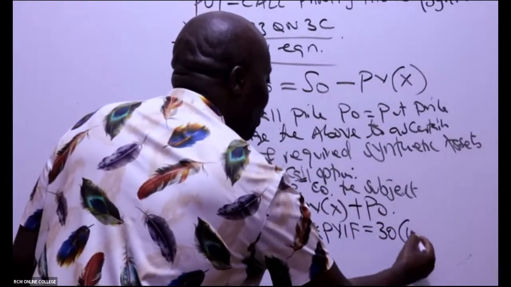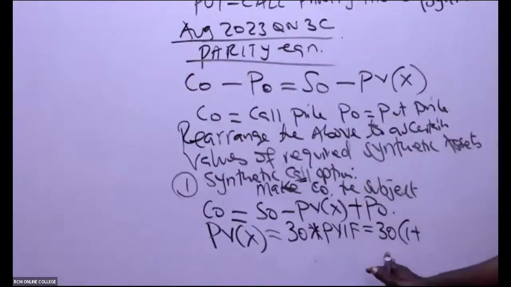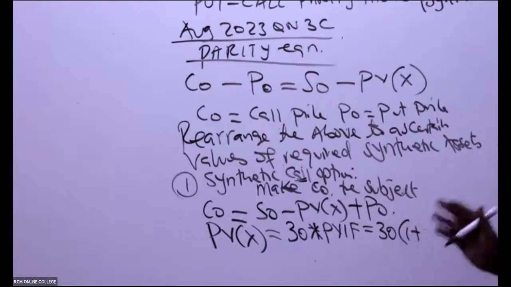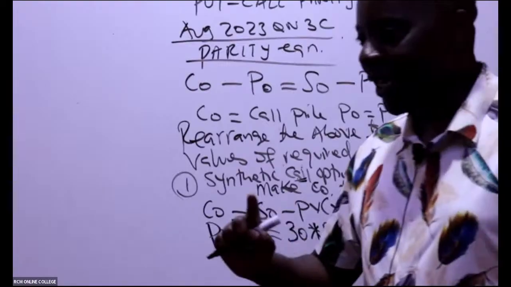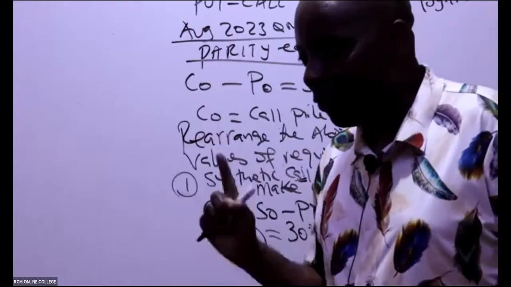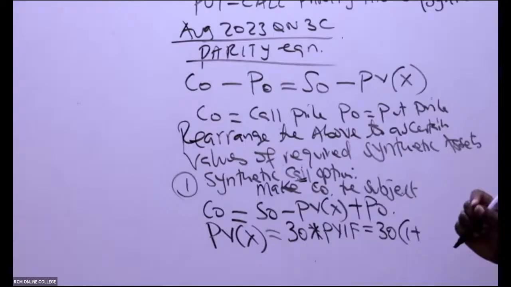Is there anybody who is able to remember the formula for getting the PVIF? Because it's a lump sum. So it will be 30 into, is there somebody who is able to remember the formula of the PVIF? Let me see. You know, as the pressure increases, people forget very basic things.